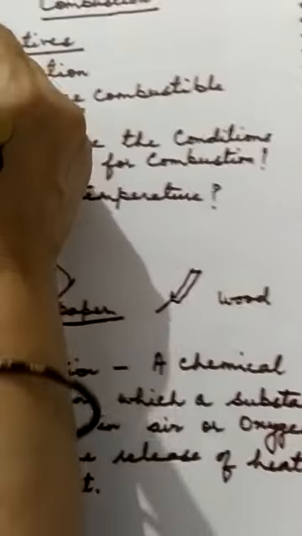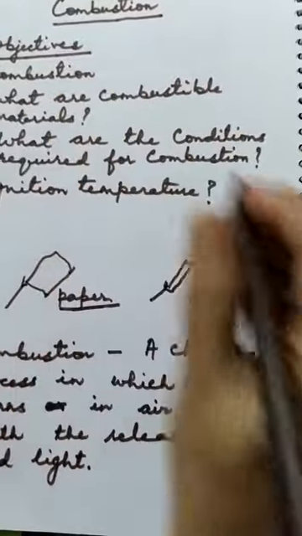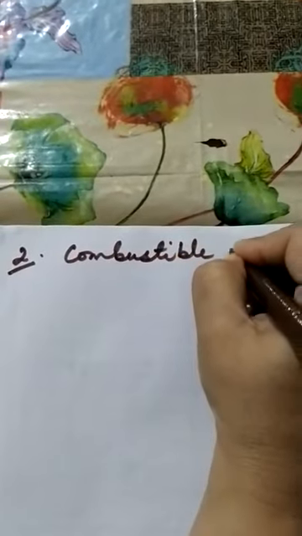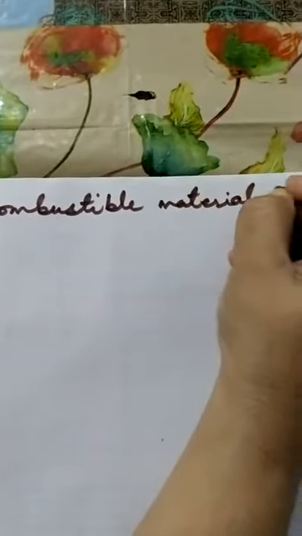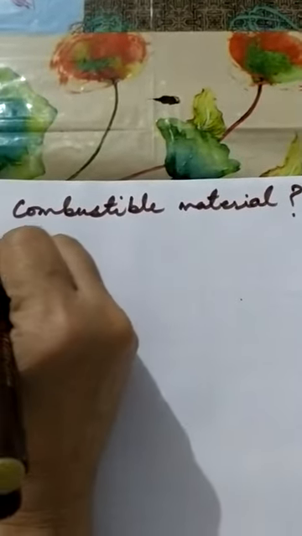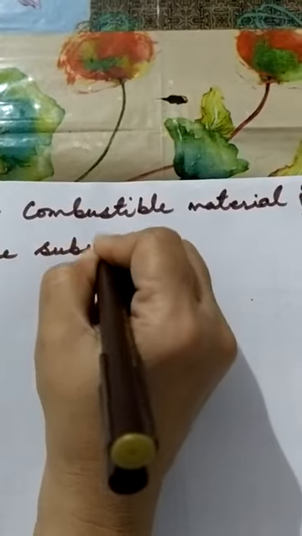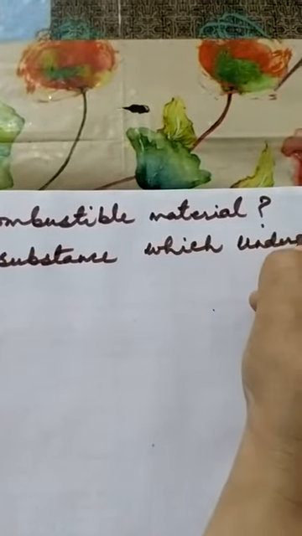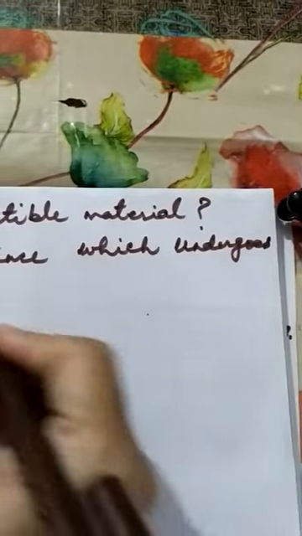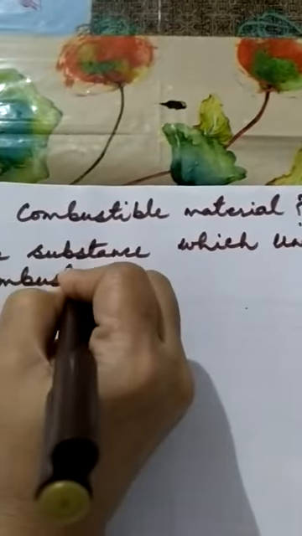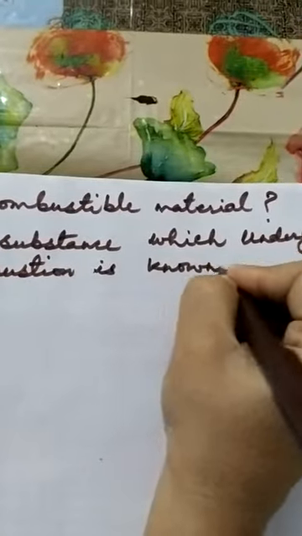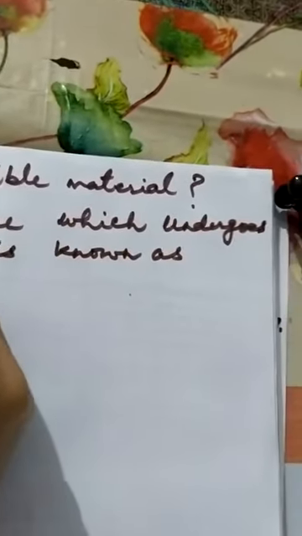Now, come to the next point. It is clear now what is combustion. And the second one is, what are combustible materials? The substance which undergoes combustion, that means carries on combustion, is known as combustible material.